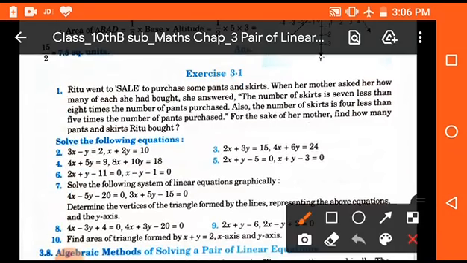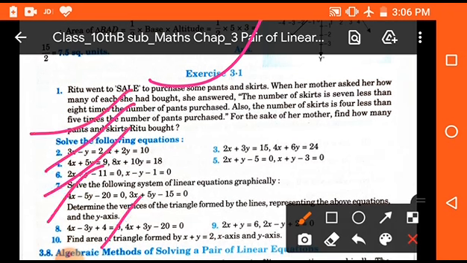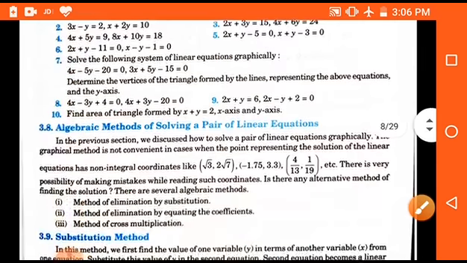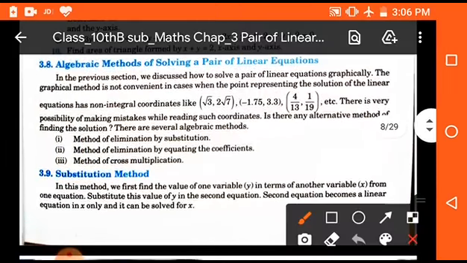Now students, exercise 3.1 is based on the graphical method. So this is your homework, and you have to complete this exercise and solve as many questions as possible, and each question is related to the graphical method. Clear? Now we will discuss the algebraic method of solving a pair of linear equations.